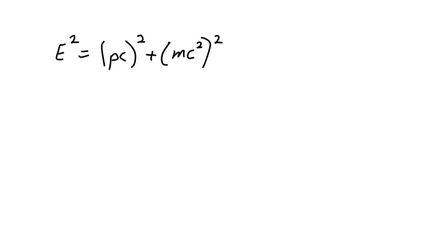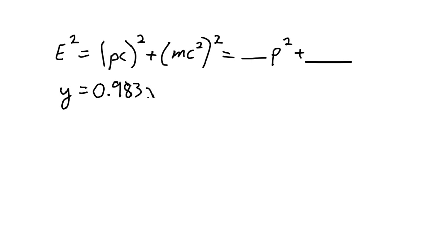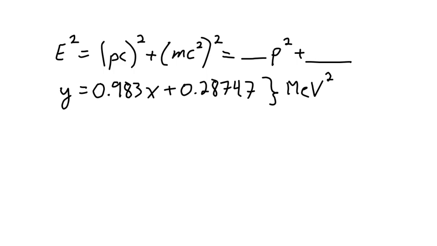Because at the end of this, we're hoping that we can get some equation that is going to give us some variable times an x value, which we know is going to be p squared, plus some y-intercept. And if we go ahead and plot these values, we do indeed find just exactly that, where we have y equal to 0.983 times our x plus 0.28747.